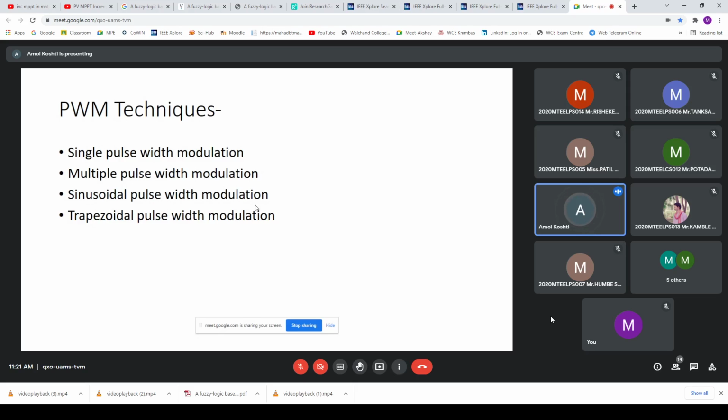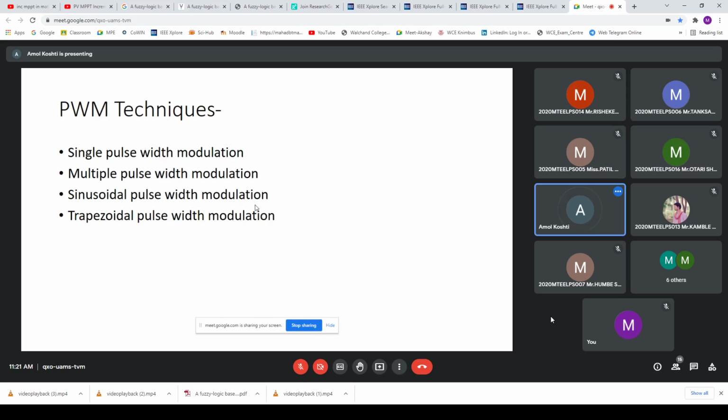So in that pulse width modulation, there are different techniques used. I have listed very few to understand. This pulse width modulation is very important as far as this inverter and any converter section is concerned, because whatever output we want in the circuit, based on this we produce the pulses, and to produce these pulses we use these modulation techniques.